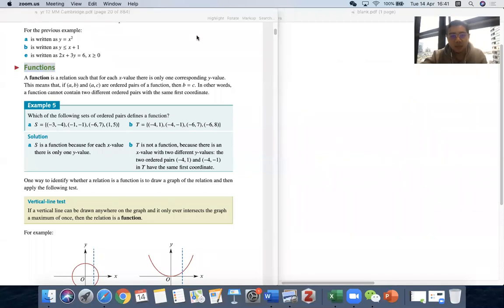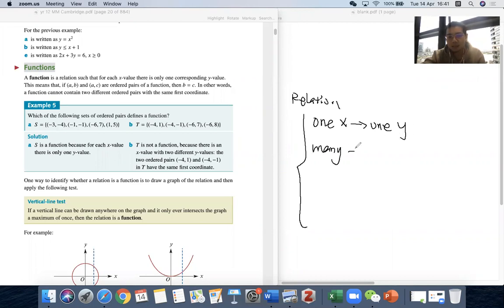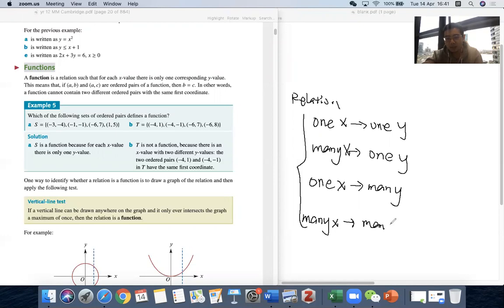So first, we have something we call a relation. Then we have 4 types of relations. 1x, 1y, so we call it one-to-one, okay? Then many x, 1y. In this relation, we call it many-to-one, okay? And then 1x and many y, so we call it one-to-many. And the last one, many x, many y, we call many-to-many.